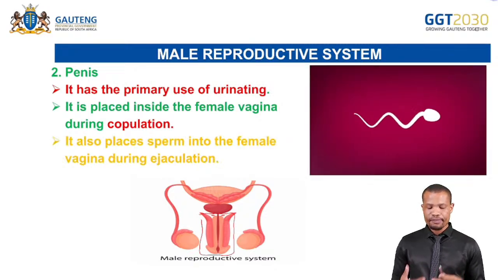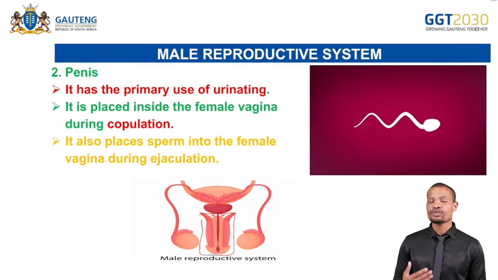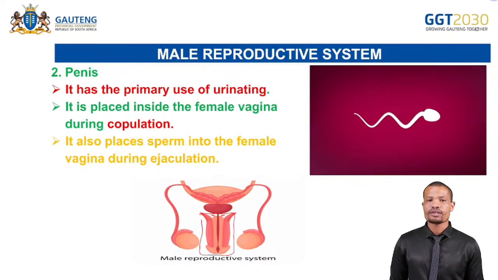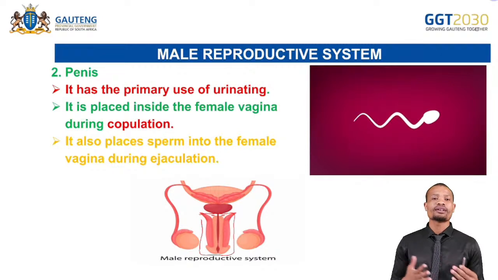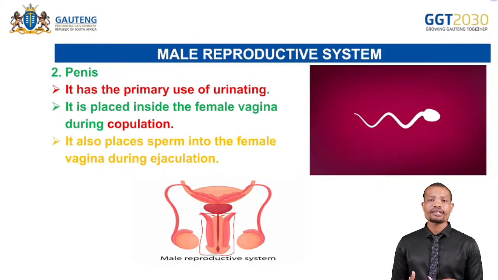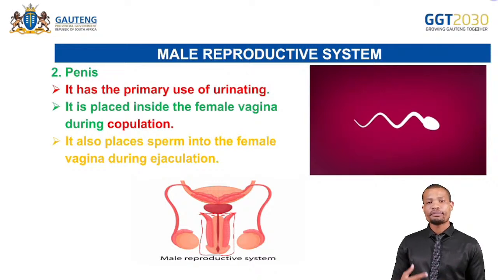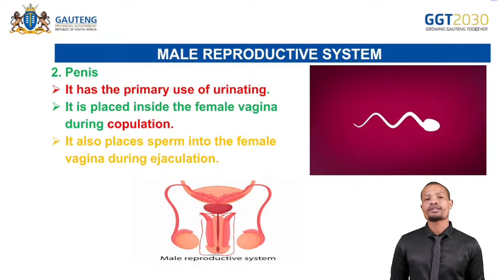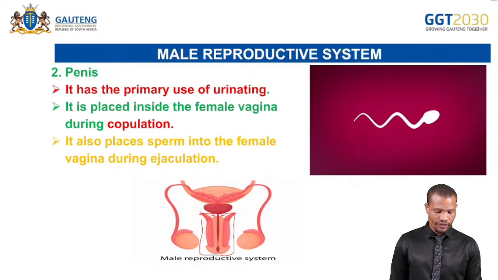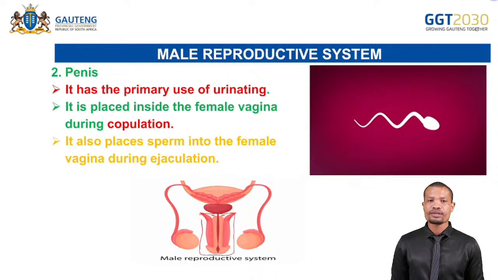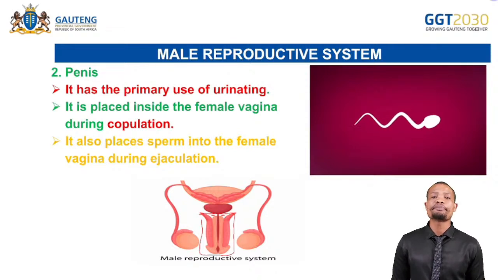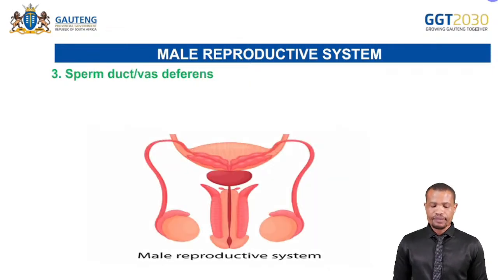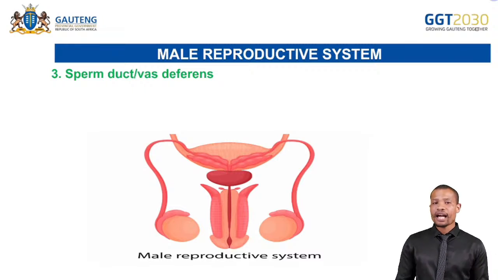It also places the sperm into the female vagina during ejaculation. So when the penis ejaculates during copulation, sperms shoot out of the penis to go into the female vagina, where they can make their way to an egg for fertilization. Okay, so those are the functions of the penis. Let's move on. Then we have the sperm duct, or the vas deferens.